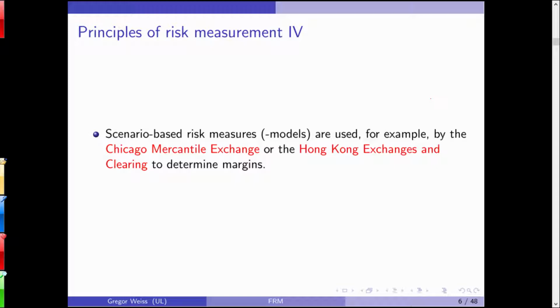In fact, however, this way of risk measurement is used by the Chicago Mercantile Exchange and the HKEC, the Hong Kong Exchange and Clearing, to determine margins. What are margins? Who can remember what margins are? In an exchange, especially in a futures exchange. Any idea? Yeah? Most of the contracts are nowadays settled by cash, so they have cash settlement and not physical delivery.